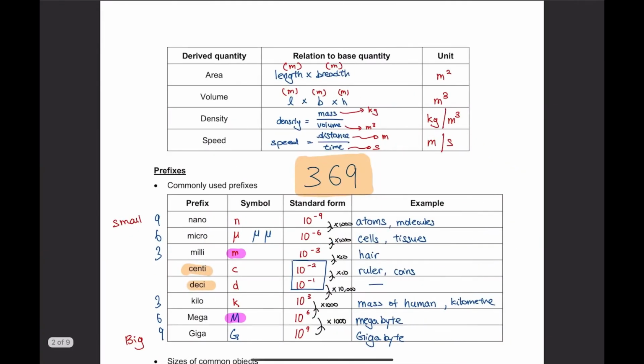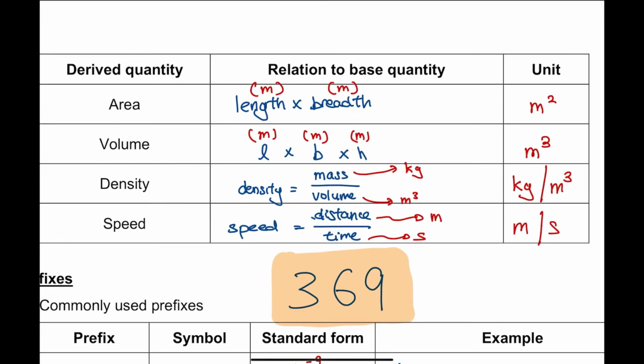Moving on, next page. Now moving on to something called derived quantity. Derived quantity means they want to know the SI unit of something that is not common. For example, area. You know the formula from primary school: length times breadth. The unit for length is meter, the unit for breadth is meter. Meter times meter gives you meter square. So that's why your derived unit for area is meter square. For volume, length times breadth times height, meter times meter times meter, meter cube.